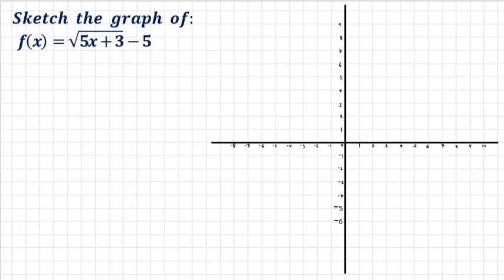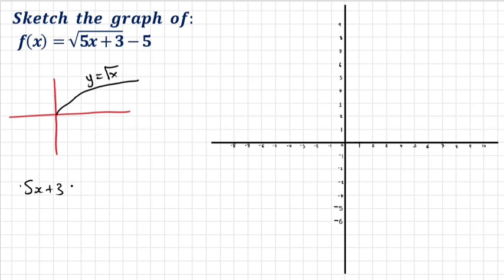All right, so to sketch f(x) = √(5x + 3) - 5. The first thing you need to know is that this graph here represents y = √x. Now, since we have a plus there, it means that the graph should be shifted to the left. Why to the left? Because what we have inside the square root is 5x + 3.